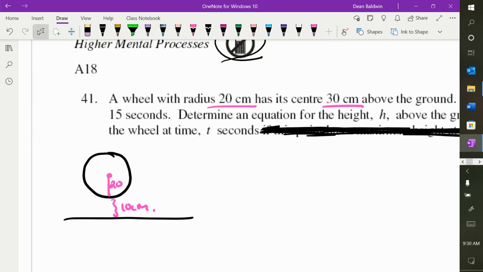Okay, what's its rotation? 15 seconds. It takes 15 seconds to go all the way around. How long does it take to go halfway around? 7.5. Look at this, we didn't even use calculators. So this is 7.5 seconds. How long does it take to go a quarter of the way? 3.75. How long would it take to go 3/4? 11.25. Everybody understand how I'm doing that?